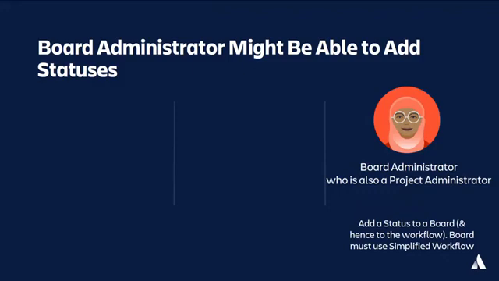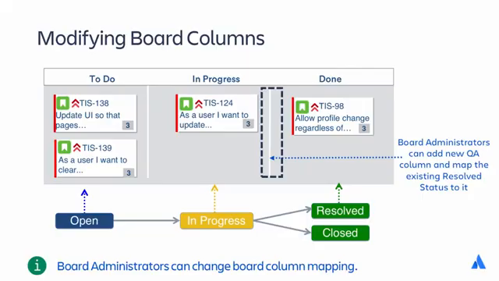Finally, in Jira Software, board administrators who are also project administrators can affect workflows by adding statuses to Agile boards which use the simplified workflow. When they add a status to the board, they are in effect adding it to the underlying workflow. Let's look closer. Remember that boards are tied to the underlying workflow. The top shows the sprint board and the bottom shows the workflow.